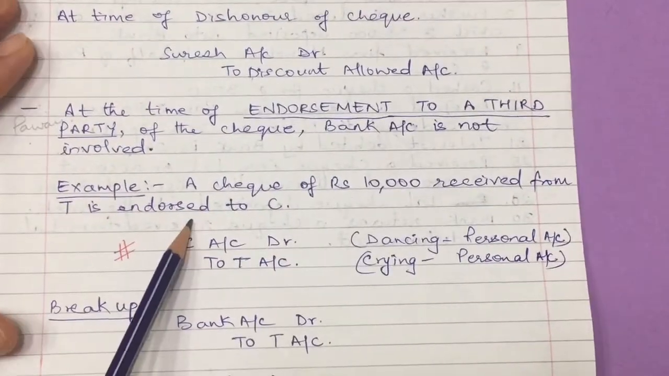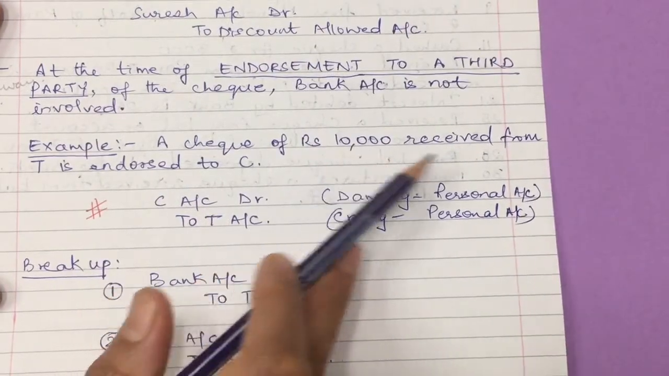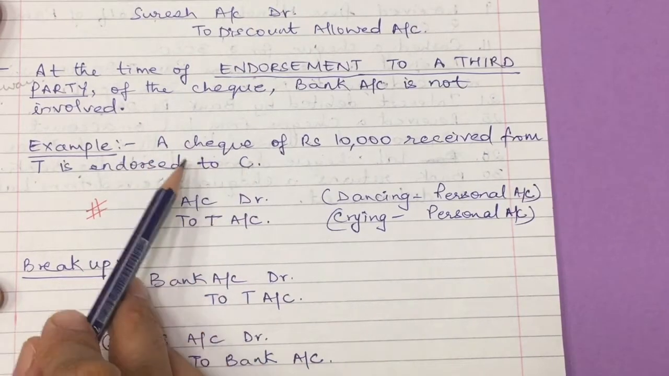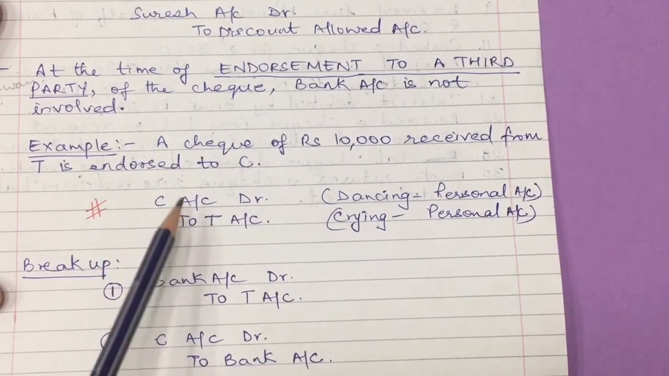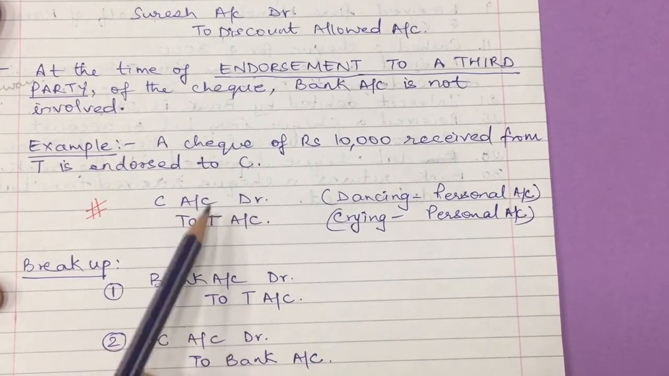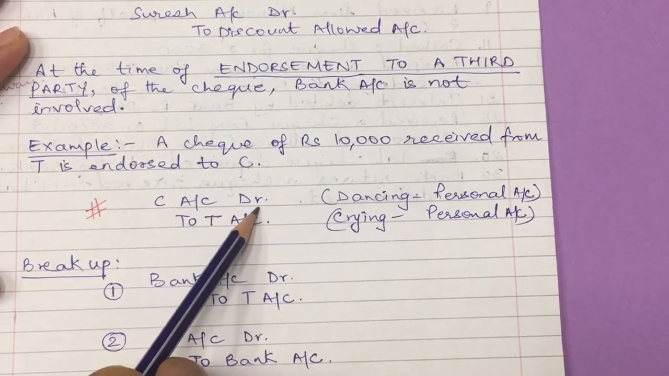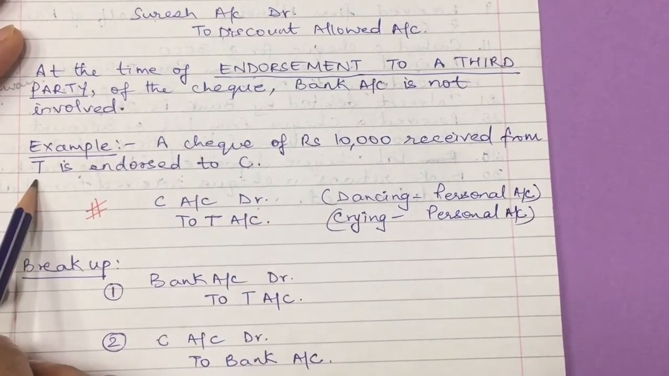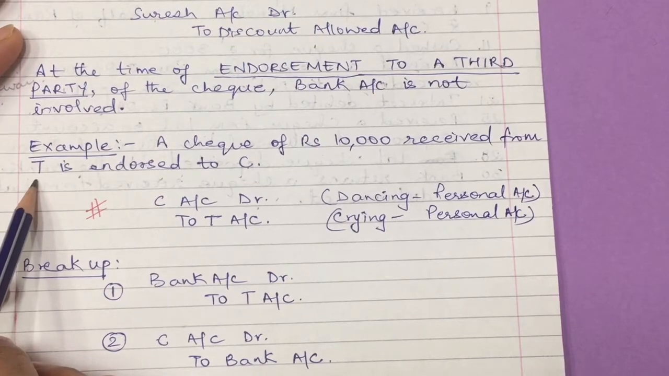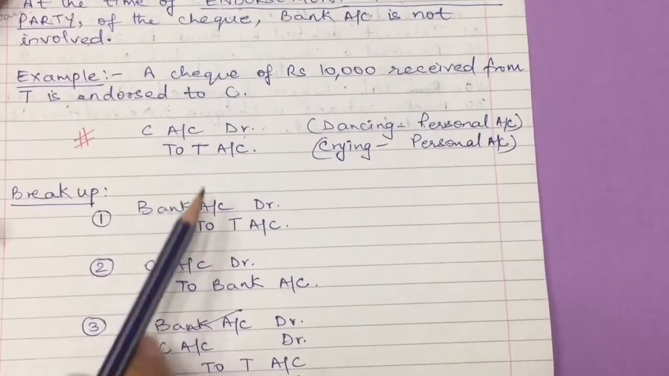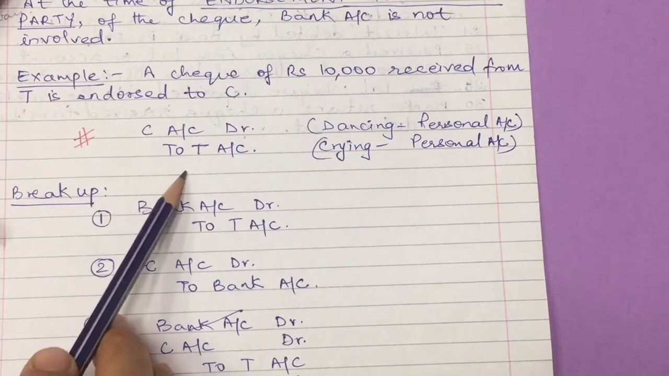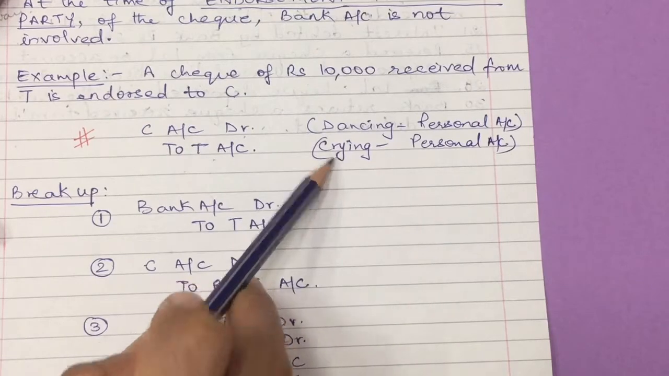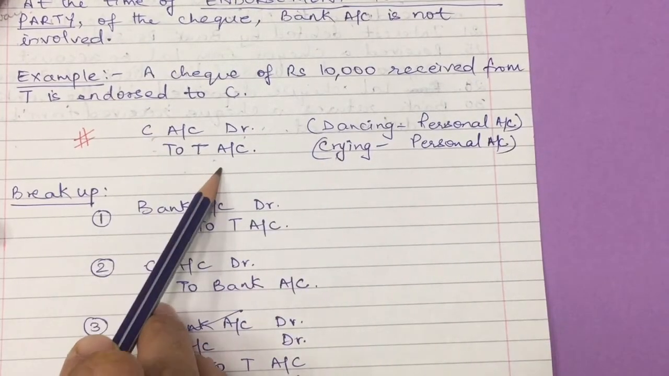Example: a check of rupees 10,000 received from T is endorsed to C. Now bank is not involved. So C will be dancing because C is a personal account. He has received it. He is happy. T has given the check. He is crying. It is going out. So debit the receiver, credit the giver. T is the giver, he is crying. C account debit to T account.